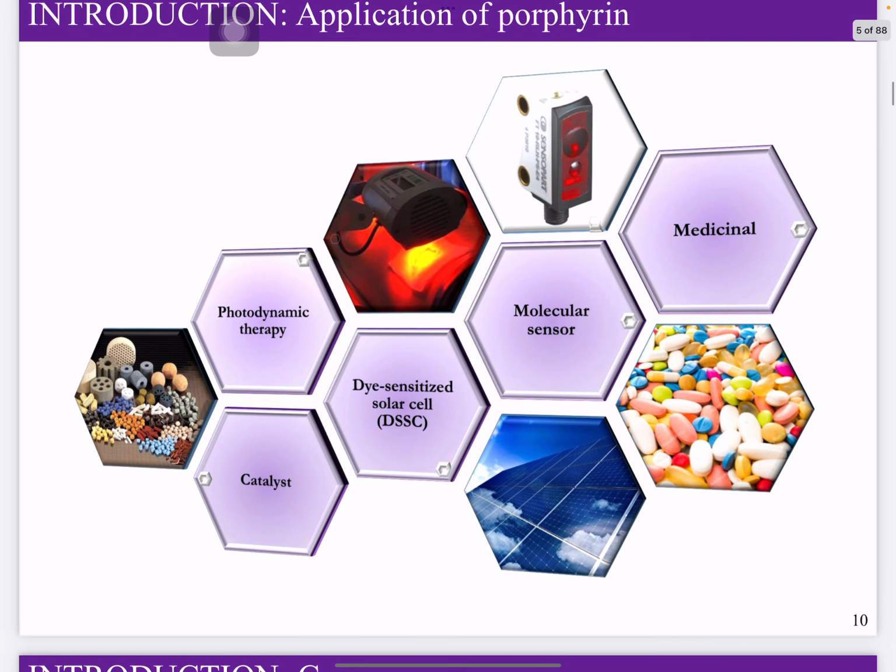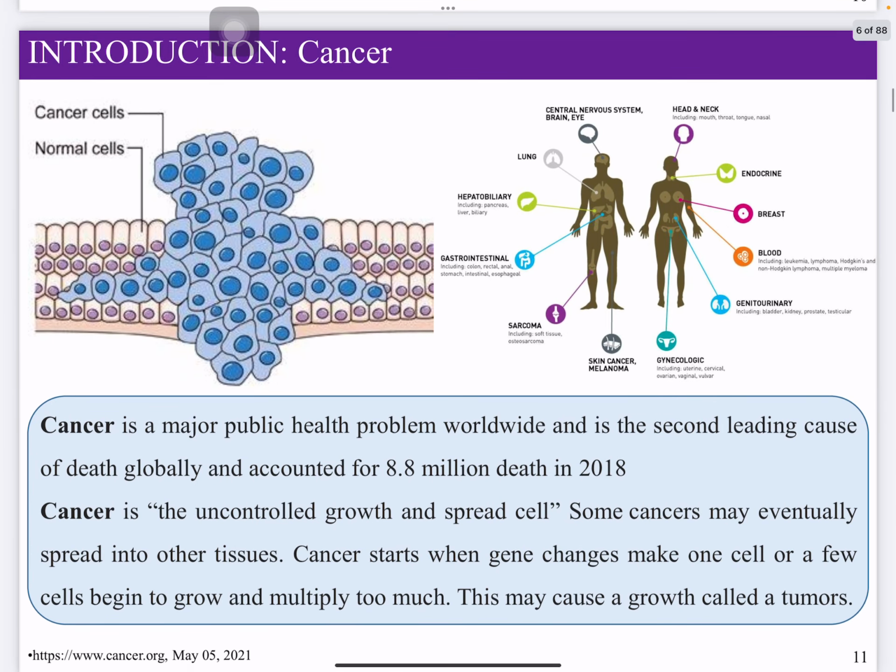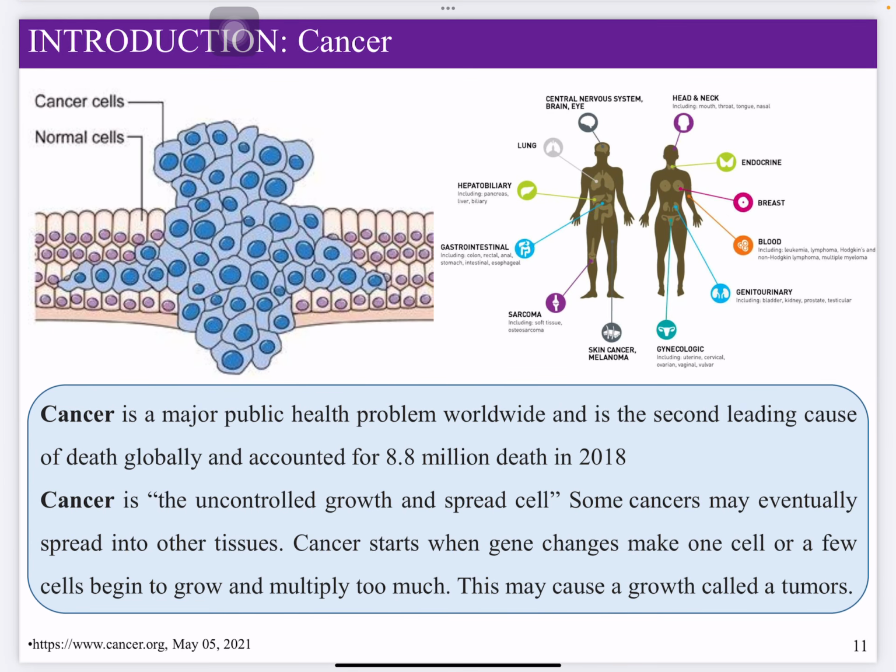The applications of porphyrins include photodynamic therapy, catalysts, dye-sensitized solar cells, molecular sensors, and medicinal uses. However, when we're talking about cancer, it is a major problem in many areas around the world. Cancer is uncontrolled cell growth that can spread, and some cancers may eventually spread into other cells.